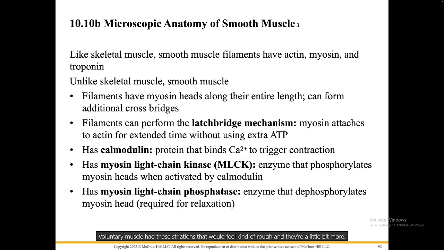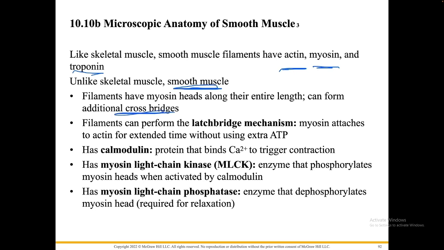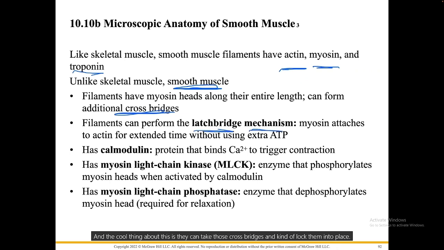Hang in there a little bit more. So the anatomy of smooth muscle and the anatomy of skeletal muscle are similar. They have the actin and the myosin and that troponin, remember, with the calcium and all that. But here's some differences. Smooth muscle can make additional cross bridges. They have what's called a latch bridge mechanism. And the cool thing about this is they can take those cross bridges and kind of lock them into place. Smooth muscle can hold a contraction for a long period of time.